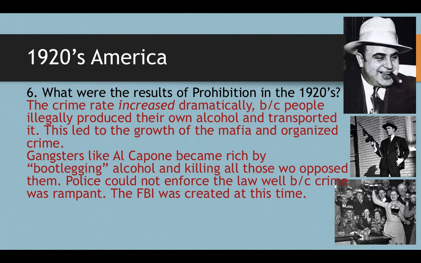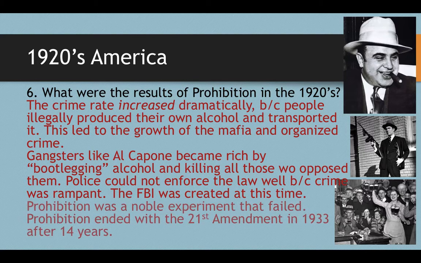And a lot of times these gangsters like Al Capone, they would kill all of those who opposed them. And the police could not really enforce the law very well because crime was so rampant. Everyone was committing these crimes. Sometimes it was a family business. That's why the FBI was created at this time. So prohibition was seen as like a noble experiment that failed. The people who passed prohibition, they meant well. Their intention was to lower crime, but really it just did the exact opposite. So prohibition ended with the 21st Amendment in 1933 after it had been the law of the land for 14 years.